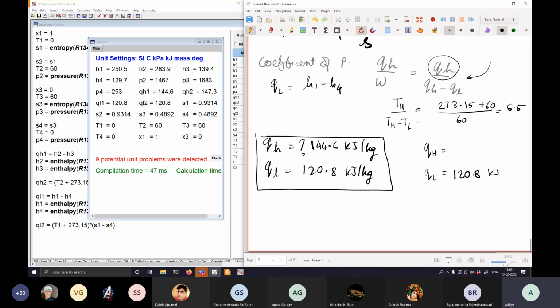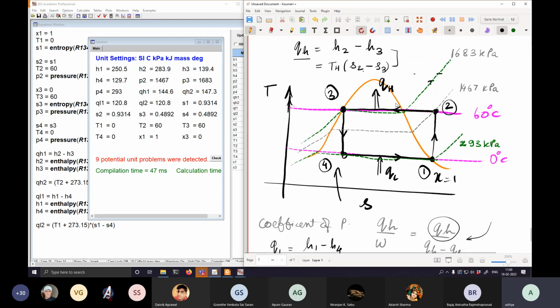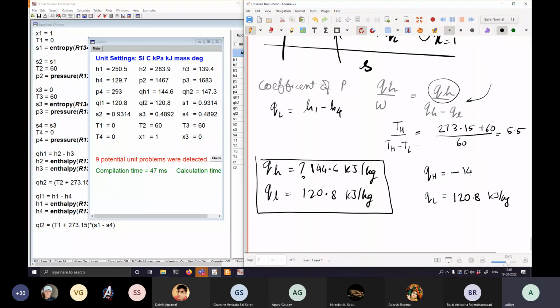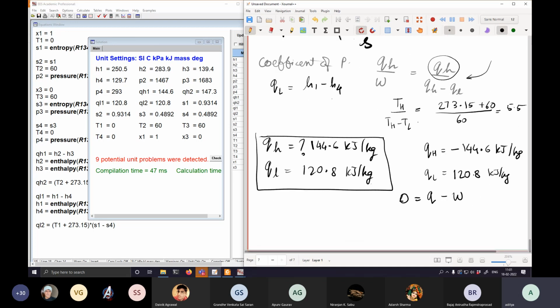Very good. So this is kilojoule per kg. And QH is the heat lost by the system. So what should be the actual sign of QH? Negative sign. So minus 144.6. Why am I writing it like this? Because for a cyclic process I can write 0 is equal to Q minus W. So W is summation Q. So what is summation Q? It will be QH plus QL. So what is QH plus QL? Apurv. Yes, sir. QH plus QL is minus 144 plus 120. Tell me the value.